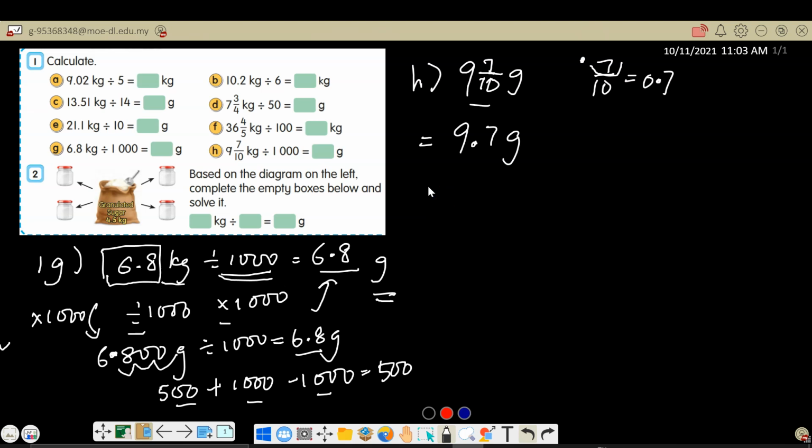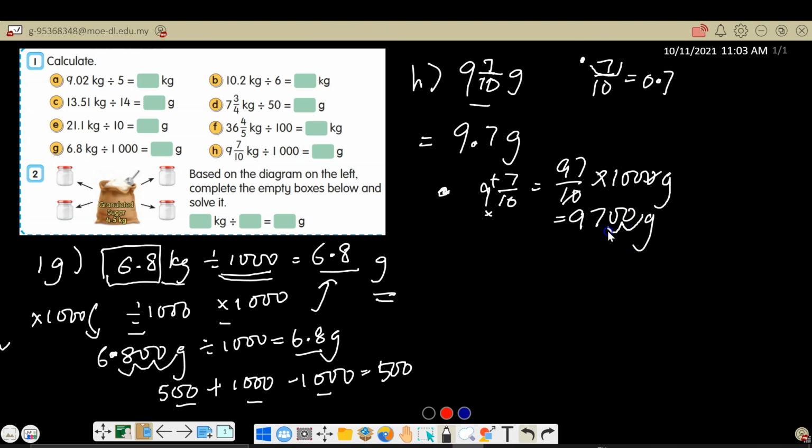If you want to try it, you can try it also. You change to gram. Mixed number, you change to improper fraction, right? Times and then plus, you get 97 over 10. You change to gram first. 9,700 gram, and then you divide 1000. 1, 2, 3, you get 9.7 gram. Can you see it's the same?